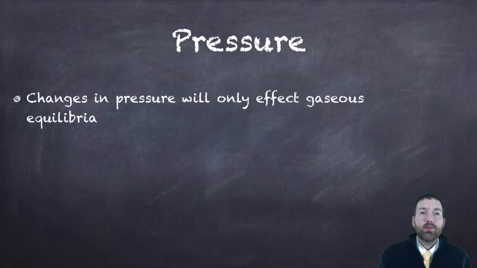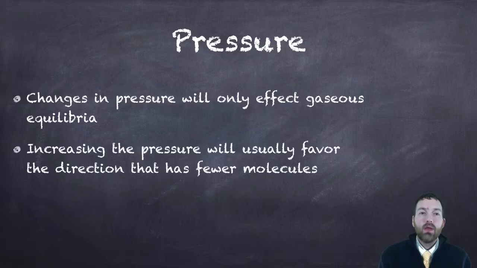The third one is pressure. Changes in pressure will only affect gaseous equilibria. So the caveat here is every single part of the equation has to be a gas, or changing pressure will do nothing. When you change the pressure in a gaseous equilibrium, if you increase the pressure, it will usually favor the direction that has fewer molecules. And the reverse would be true if you decrease the pressure.